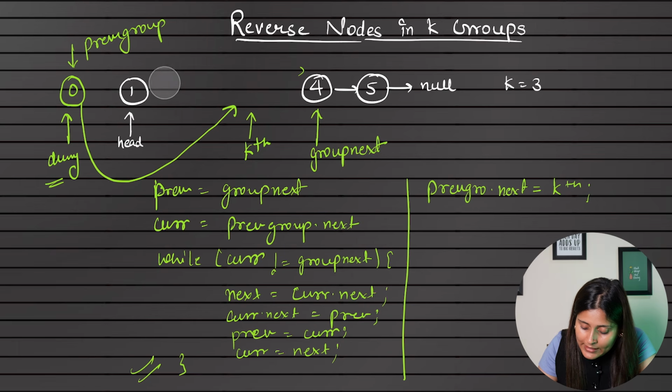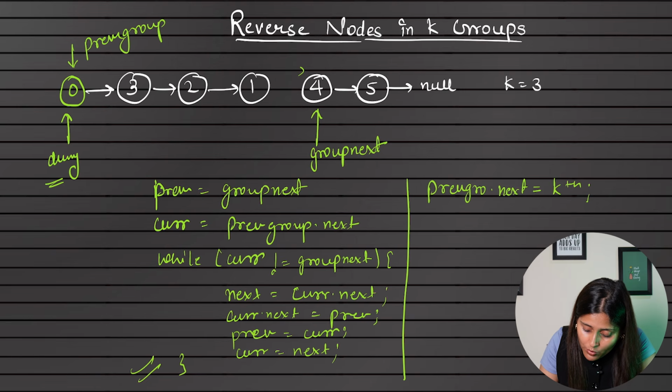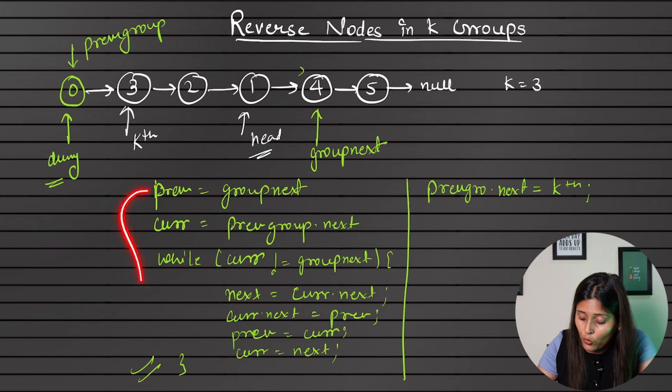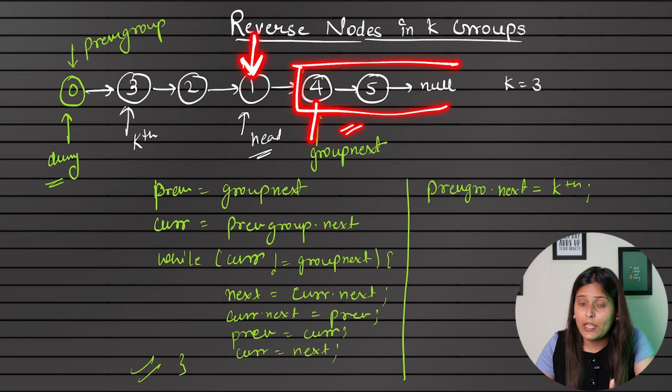So let me rewrite this again for you. Where were we? This is connected to 3, this is connected to 2, this is connected to 1. This was my kth, correct, and this was my head. But in the whole code, we have not changed head anywhere, so head does not make sense here. For the next group, I want my previous group to point to this, right? How can we come here? How can we keep track of it?